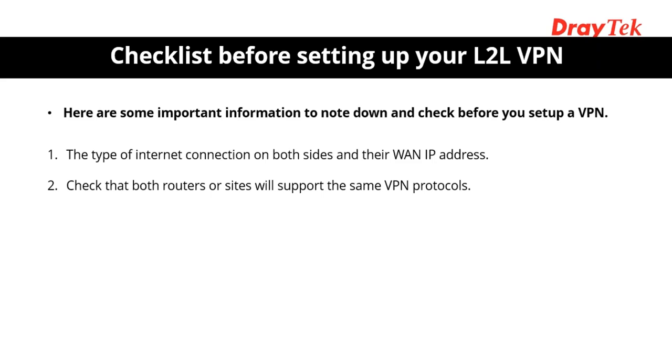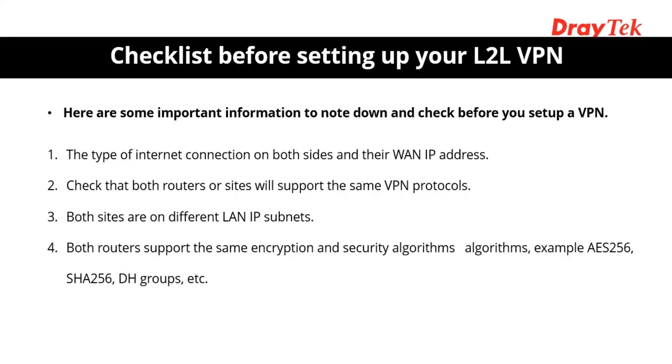Ensure that both routers support the same VPN protocol that you want to use, and that one can be set as dial-in and the other can be set as dial-out. Check that both sites are using different LAN network addresses so as not to create a routing conflict. You also want to check that the two routers support the same security protocols to ensure successful VPN negotiation between them. And lastly, keep a note of the settings that you will make on both sides to ensure clarity.